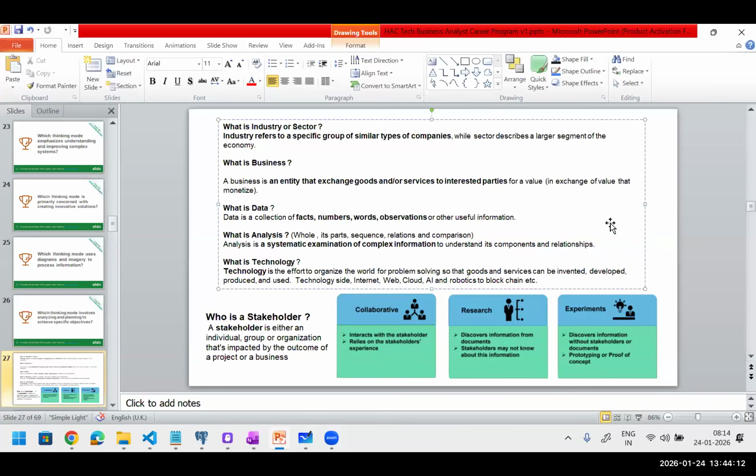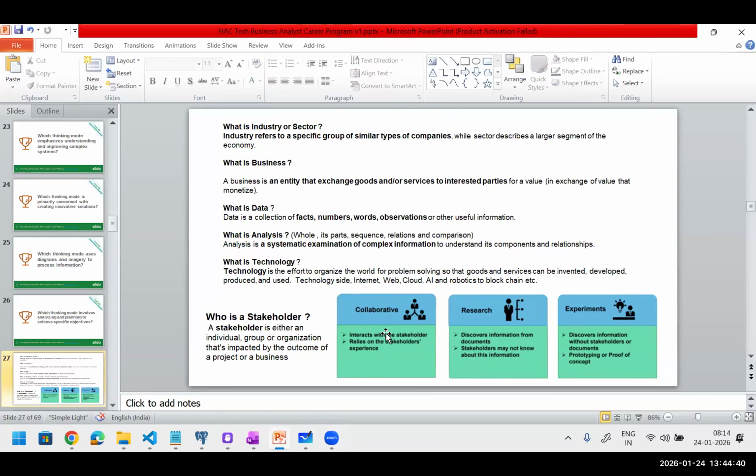So how to do this? This we call the elicitation skill. This is the third skill, which I'm just highlighting now. Elicitation and analysis. Elicitation is nothing but obtaining information. How do you obtain? There are three ways we can obtain. Either collaboratively, meaning talking to stakeholders like subject matter experts, domain subject matter experts.